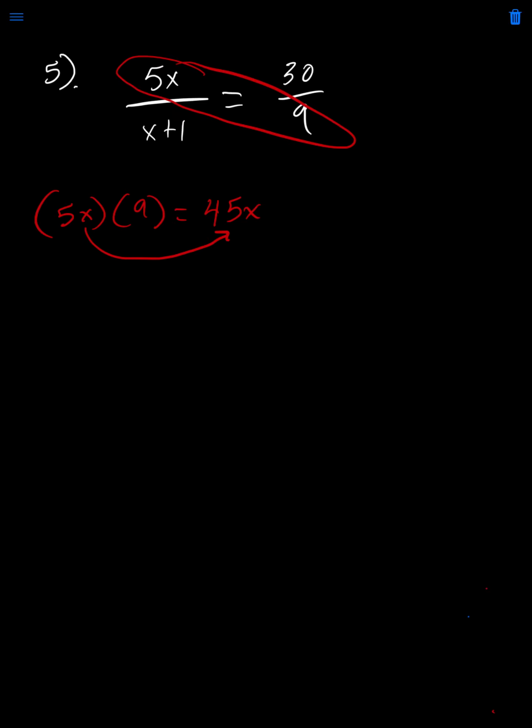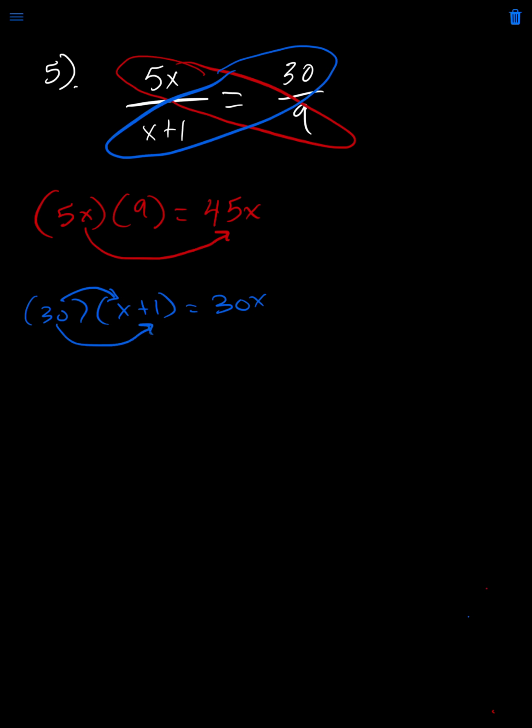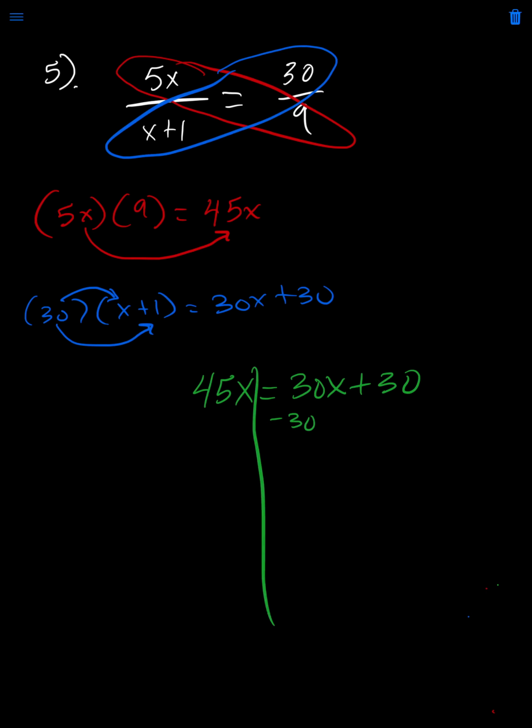Times 9. 5x times 9 is 45x. Remember, I cannot forget to bring my x with me. Oh, that's funny. I just thought about that. So 30 times x plus 1. I'm just going to distribute. 30 times x is 30x. And 30 times 1 is just 30. I'm going to take both of those different colors and set them equal to each other. So 45x equals 30x plus 30.